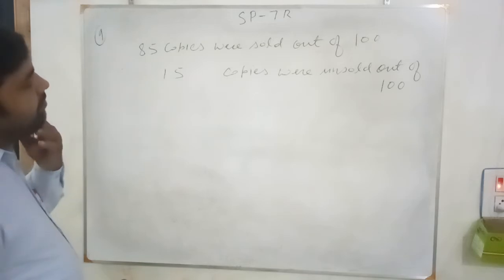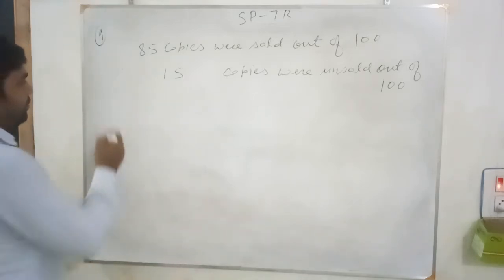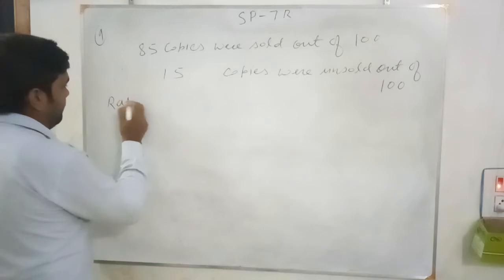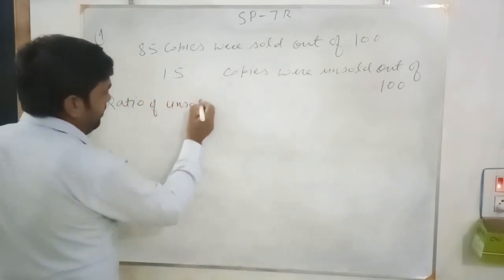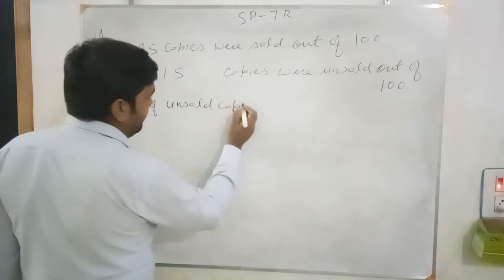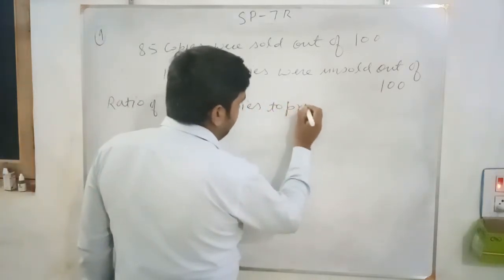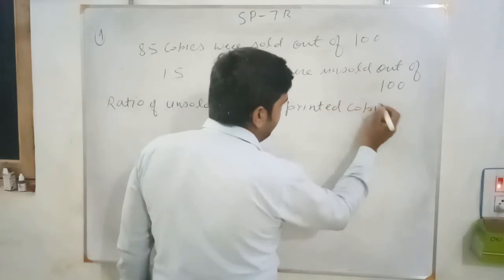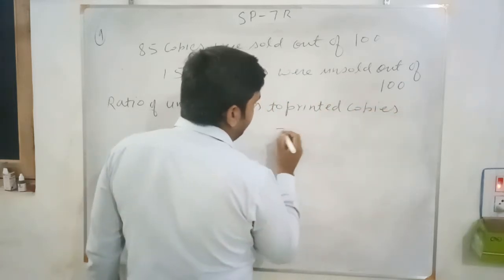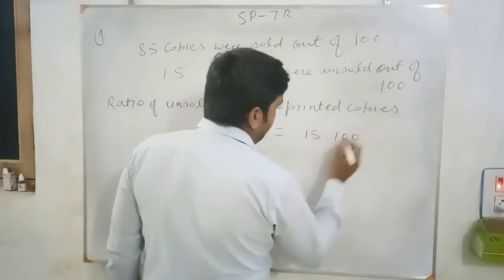So the ratio will become 15 is to 100. The ratio of unsold copies to printed copies is equal to 15 is to 100.